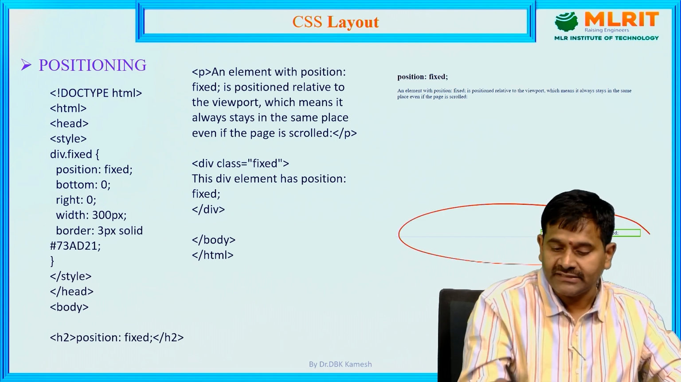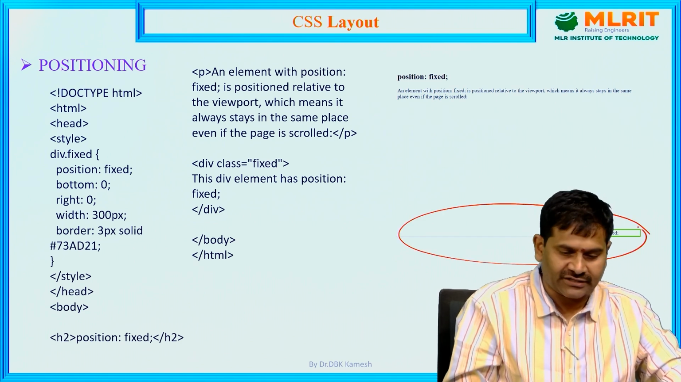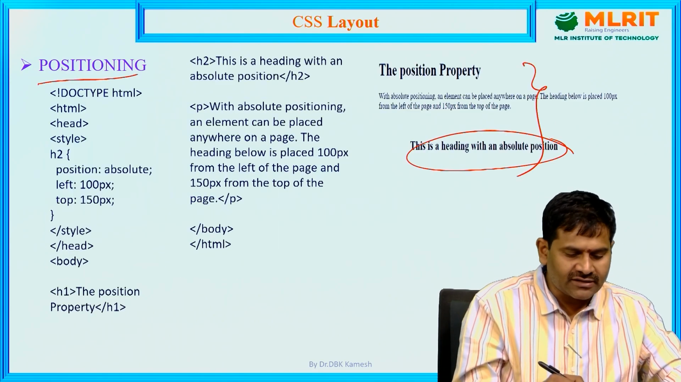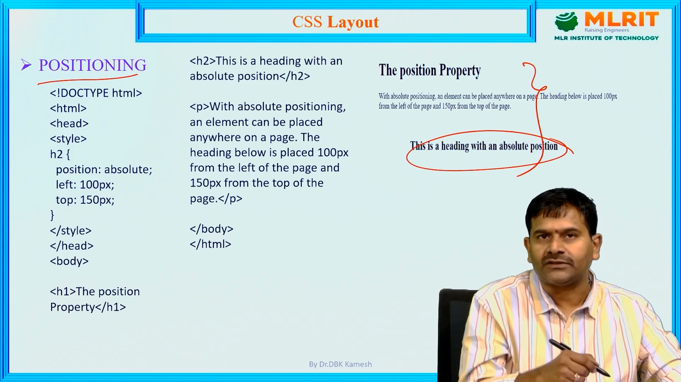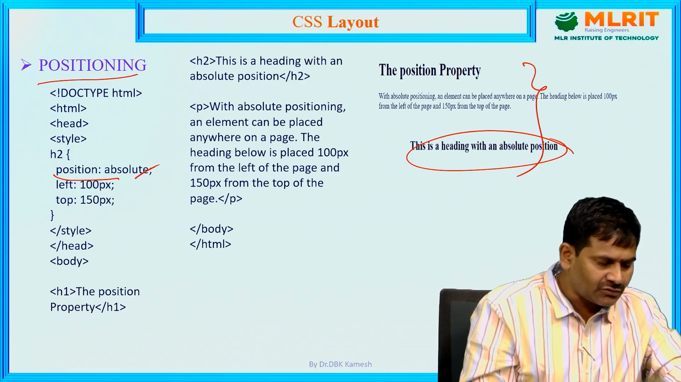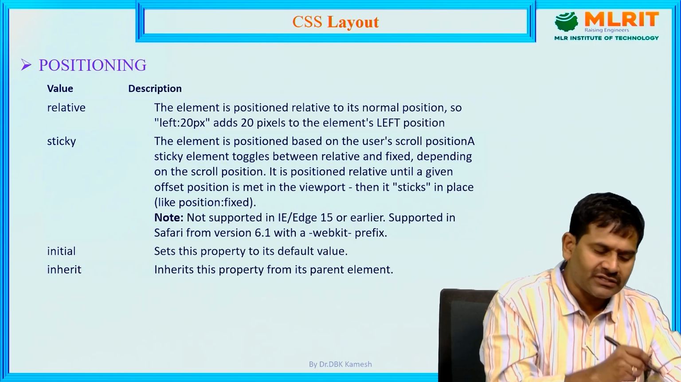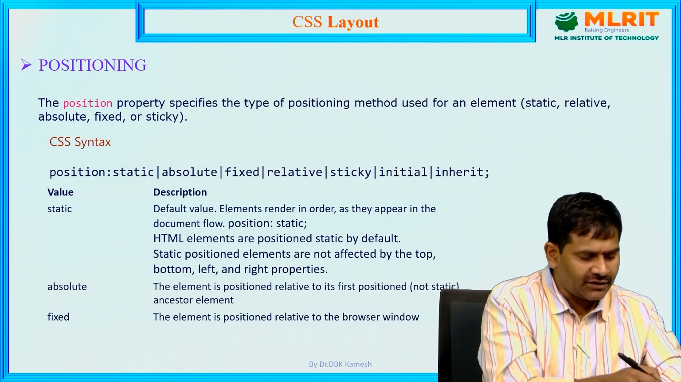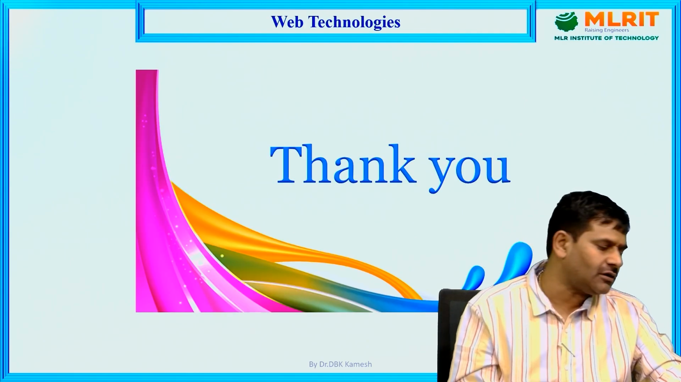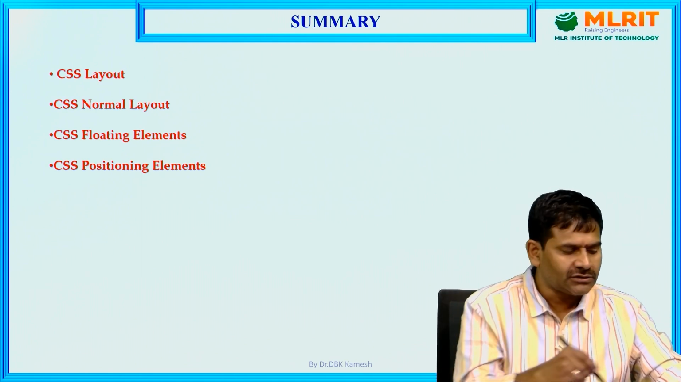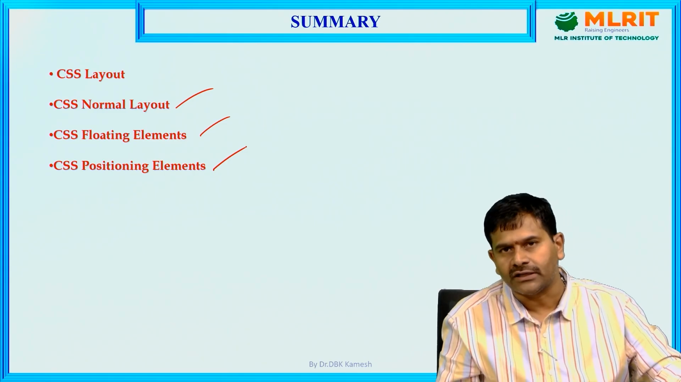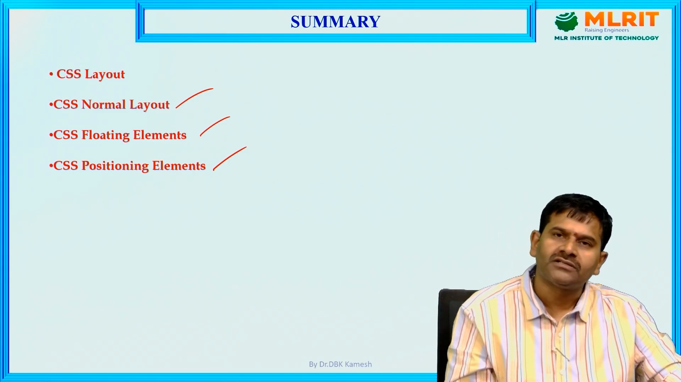See, this is an example where the position is fixed. Here is the position absolute, right? These are all the property values we have used: position absolute, relative, sticky, initial, inherit, then static, absolute and fixed. In this class we will focus throughout on the CSS layout: normal layout, floating layout, and positioning layout. There are varieties we have discussed in this CSS layout.